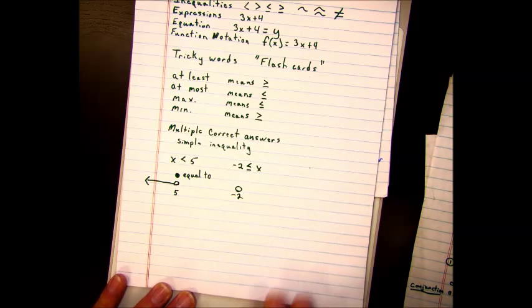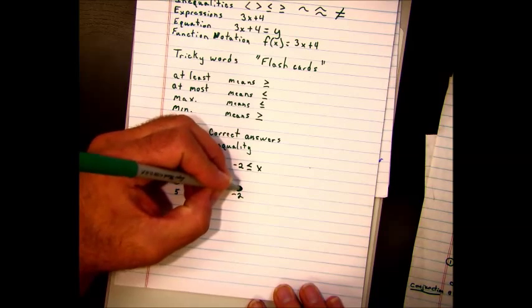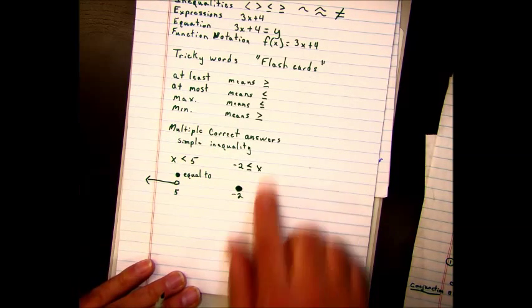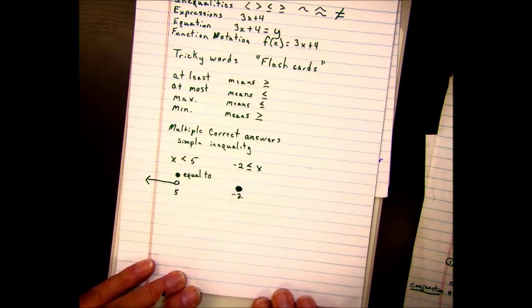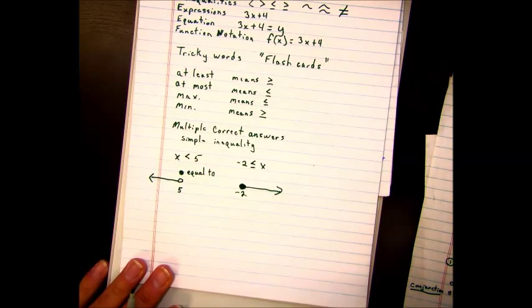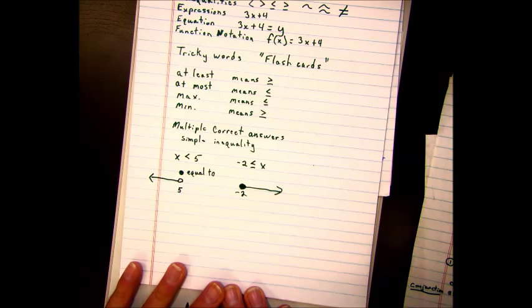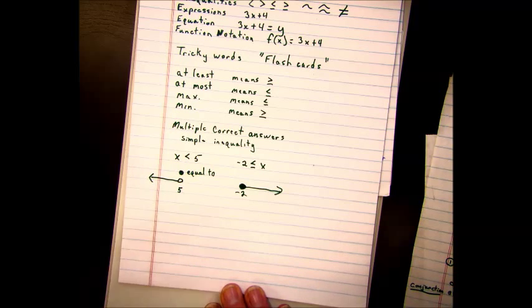But wait a minute, I think I used the word equal to. So now I got to close it. It is a solid dot. And x is greater than or equal to, so that means I've got to go to the right. Okay? So not a complex process, but one that they have to get used to doing. Okay? So that's the first step.